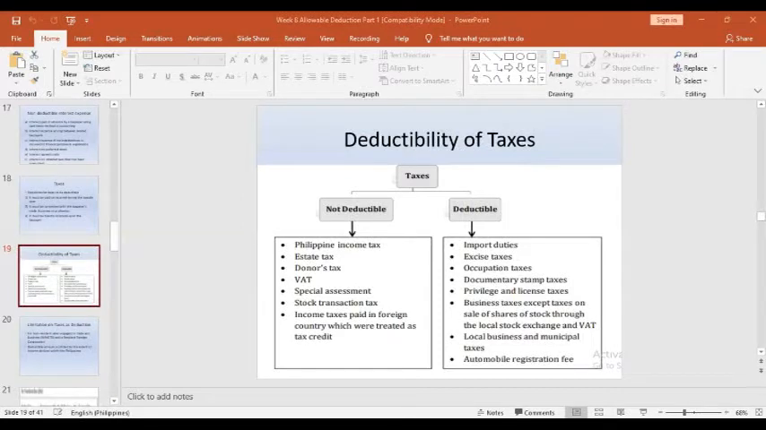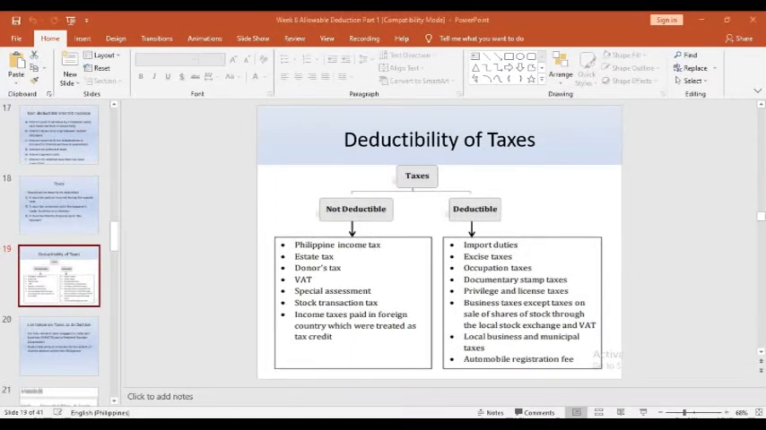Okay, but on the other side, there are taxes which are allowable deductions to the gross taxable income. And what are those? The import duties, under the BOC. Excise taxes, occupation taxes, documentary stamp taxes, privilege and license taxes. Of course, these are local and other taxes. Doc stamps is in the BIR. Privilege and license are under the local government, or for the automobile, we have the LTFRB.